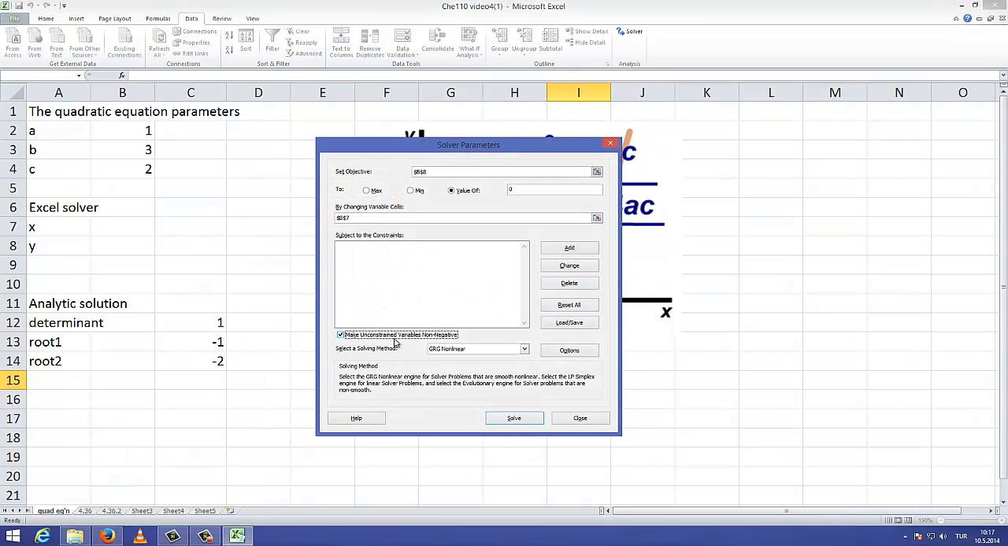Also there is a constraint here. You will have this mostly selected by default, which means make unconstrained variables non-negative. It means x will be greater than or equal to 0.